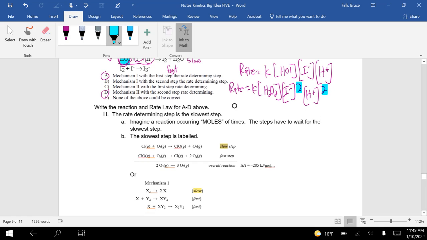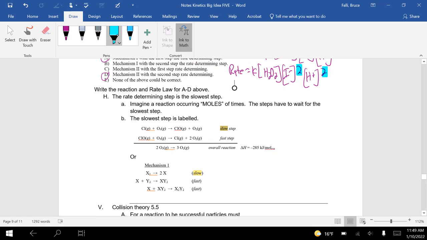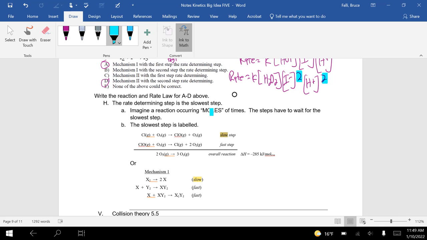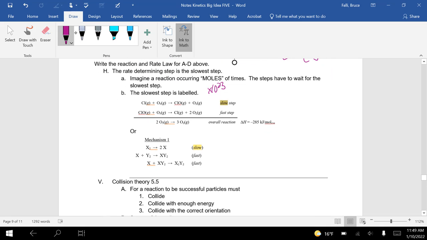All right, so I just did that. The rate determining step is the slowest step. Imagine a reaction occurring moles of times. That means times 10 to the 23rd. That's bajillions, right? The steps have to wait for the slowest step. The slowest step will be labeled slow step, fast step. Or slow, fast, fast.